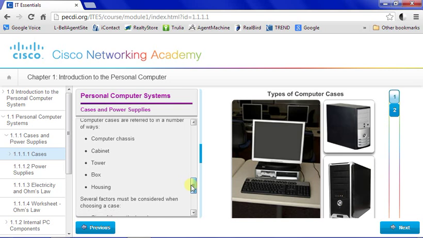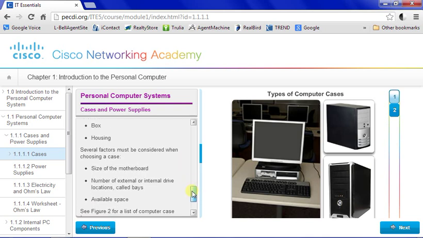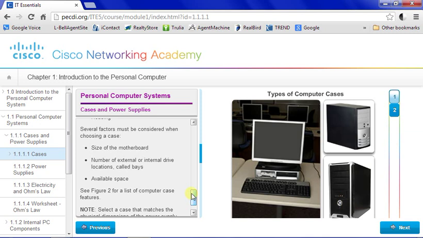There are a couple different names for the computer case, and you'll notice here on the left it says computer chassis, cabinet, tower, box, and housing. When you are going to buy a case for a computer, if you're creating a computer from scratch, there are different things that are considered, such as the size of the motherboard, the internal drive, or the available space for different components. You might also want to consider if you will be doing future upgrades and how many expansion bays you might need within that computer.